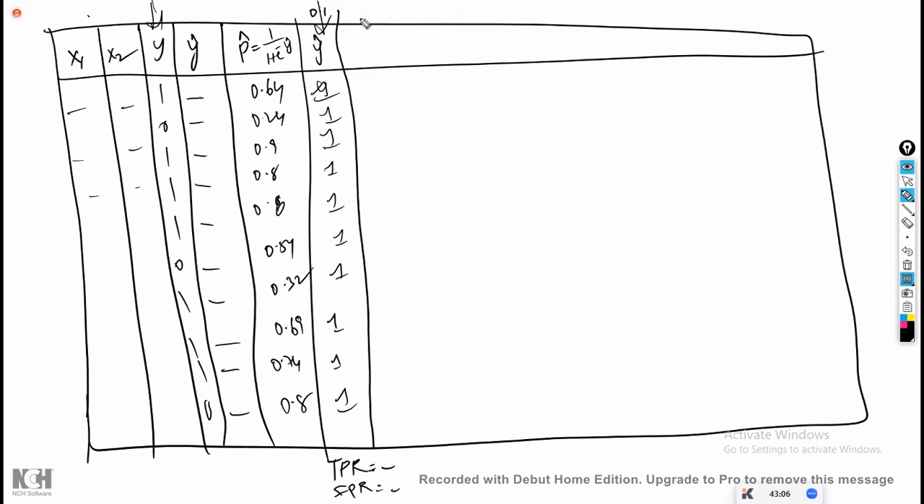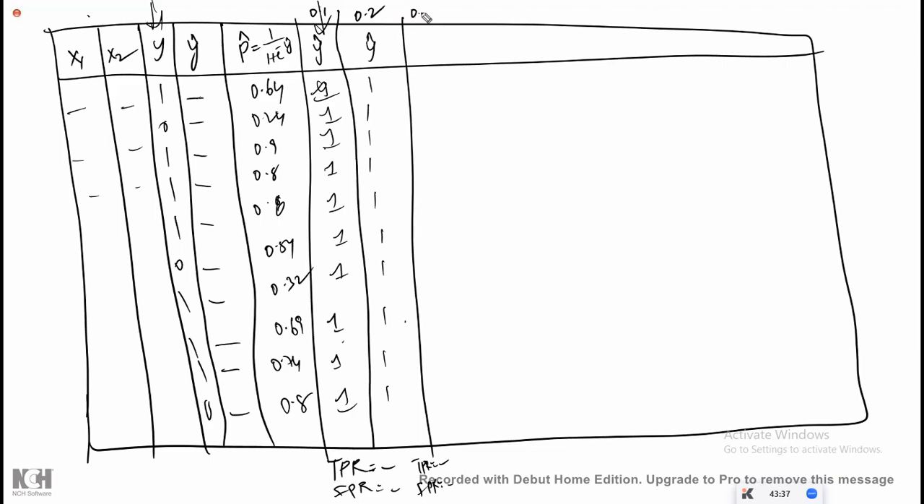Now change the threshold to 0.2. Any value less than 0.2 is considered as class 0. Any value greater than 0.2 is considered as class 1. Now in this case, 1, 1, 1, 1, 1, 1, 1, 1, 1, 1. Now you are going to calculate once again the TPR and FPR. In this case, both of them are equal.